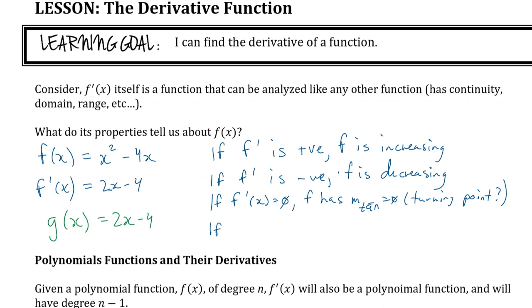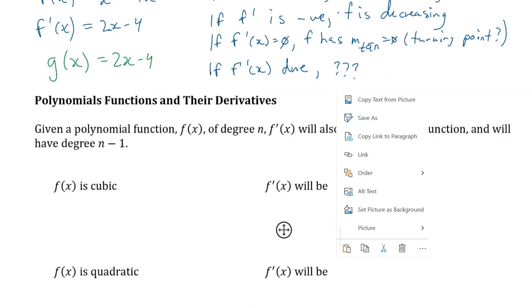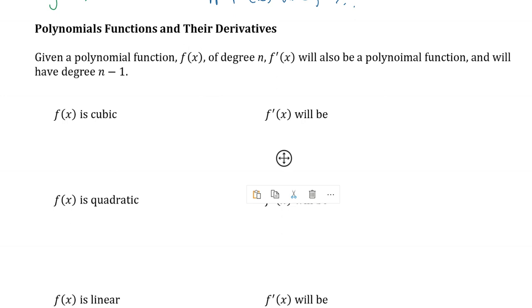And if f prime at x does not exist, well, there's different things that can happen. Maybe the function doesn't exist. Maybe you have a vertical tangent line. Maybe you have a cusp. There are different things that can happen, which we'll get into more later. Okay, very quickly, I'm not sure you even have to write this down to tell you the truth.